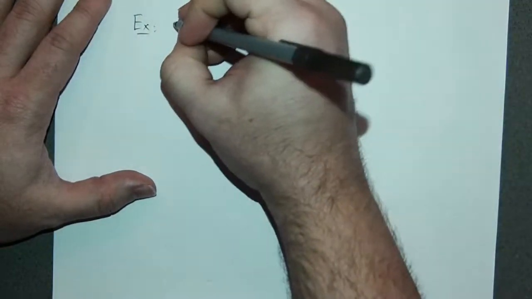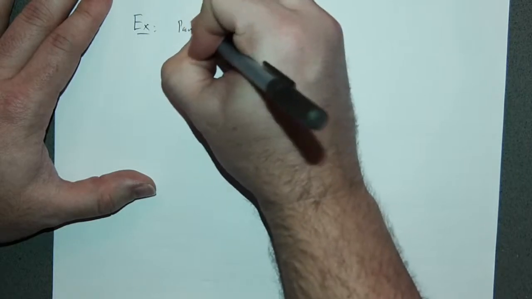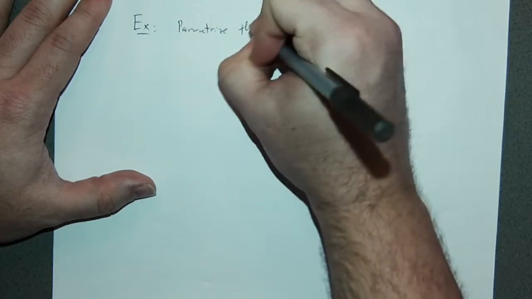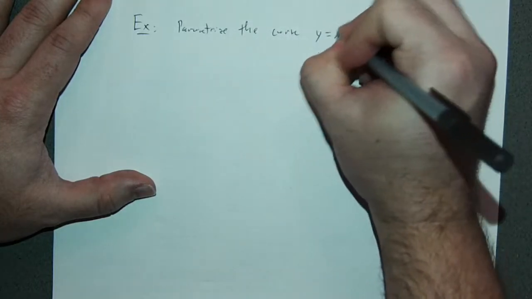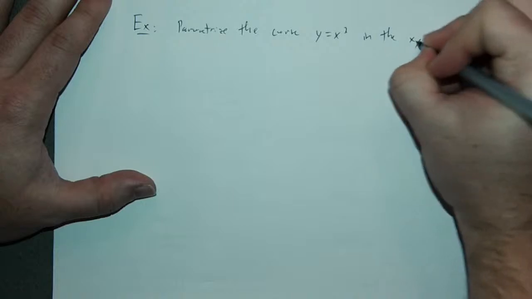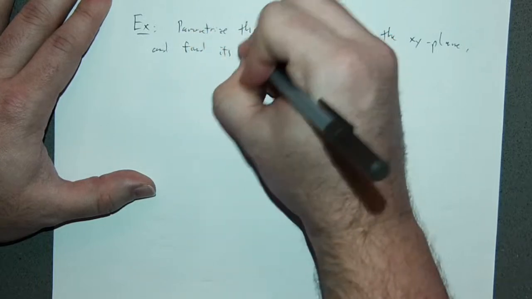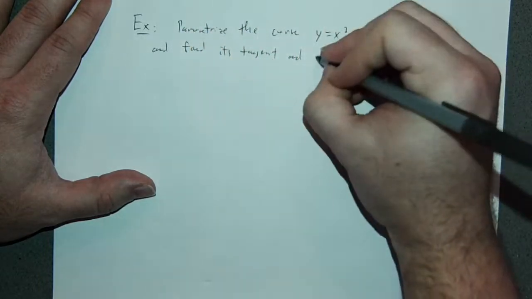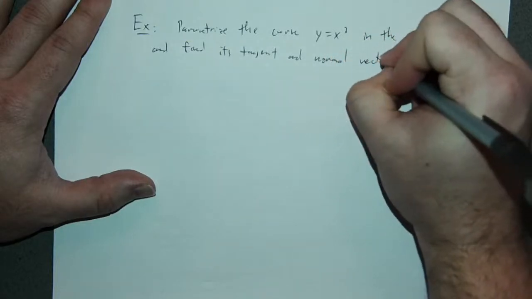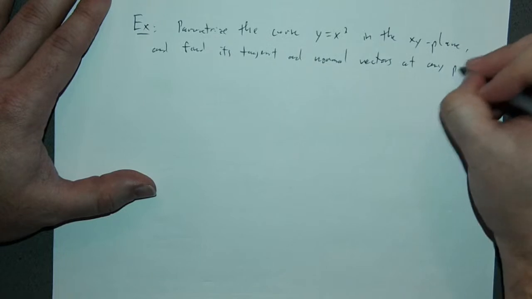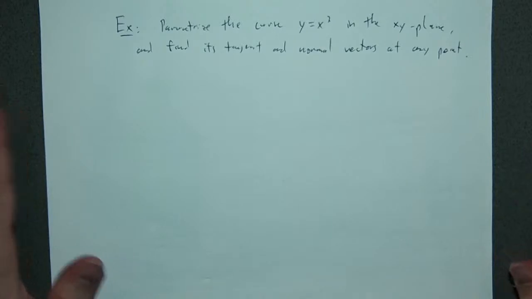So here's some practice. Example: parameterize the curve y equals x squared in the plane and find its tangent and normal vectors at any point. So I want to parameterize the curve y equals x squared in the xy plane, and I want to find its tangent and normal vectors at any point.